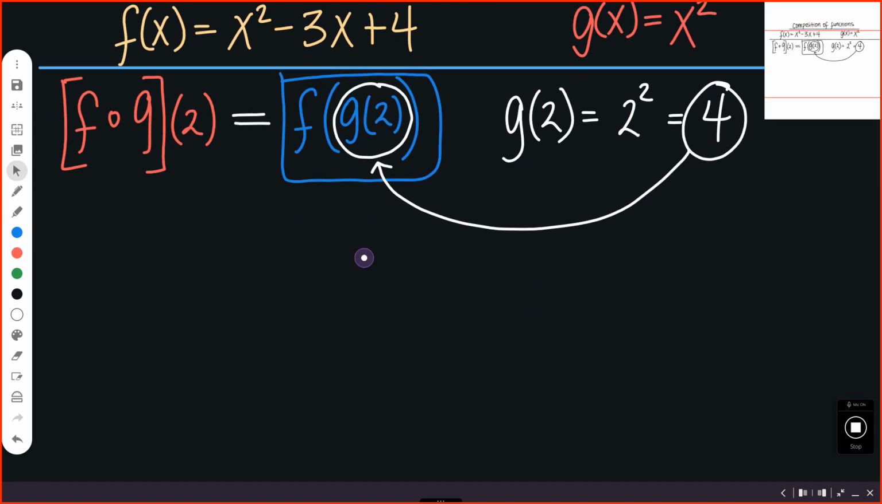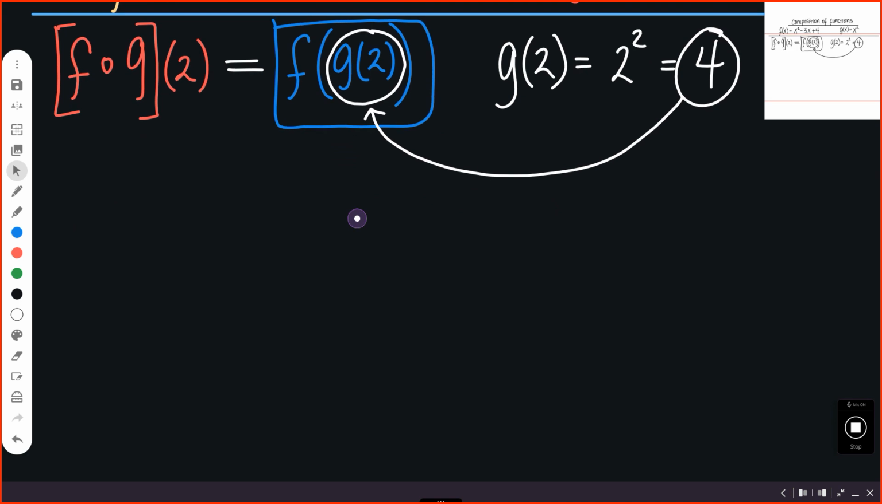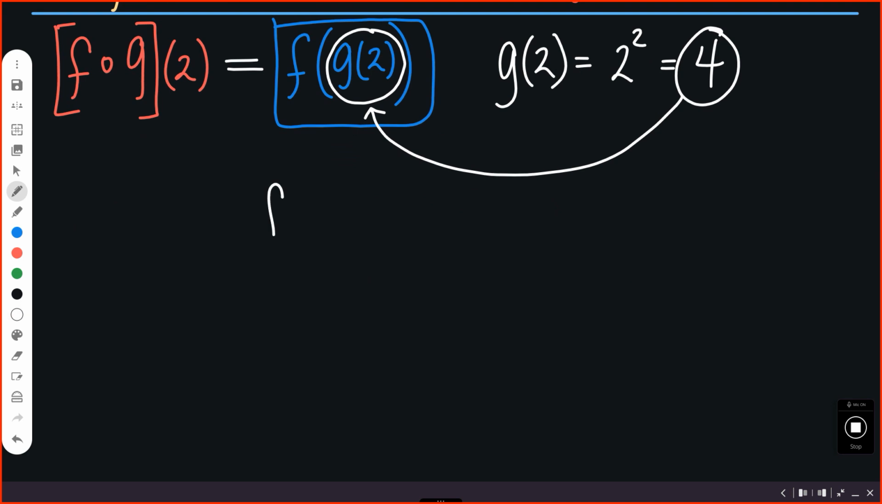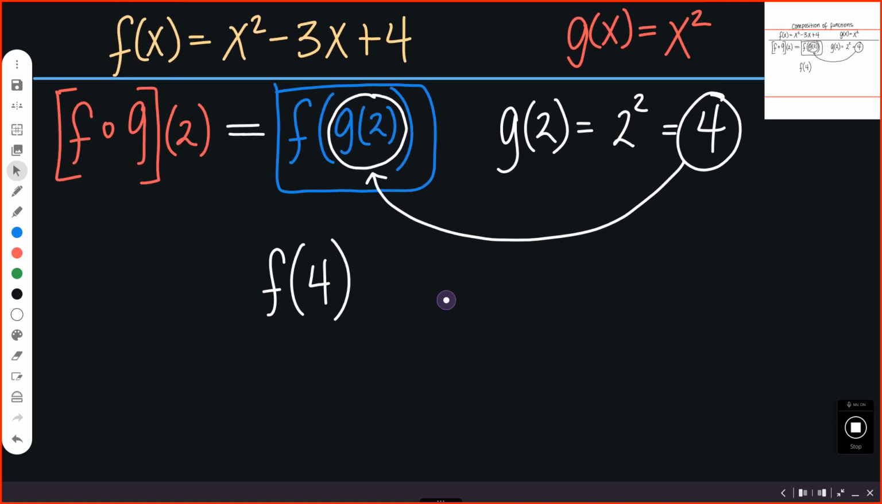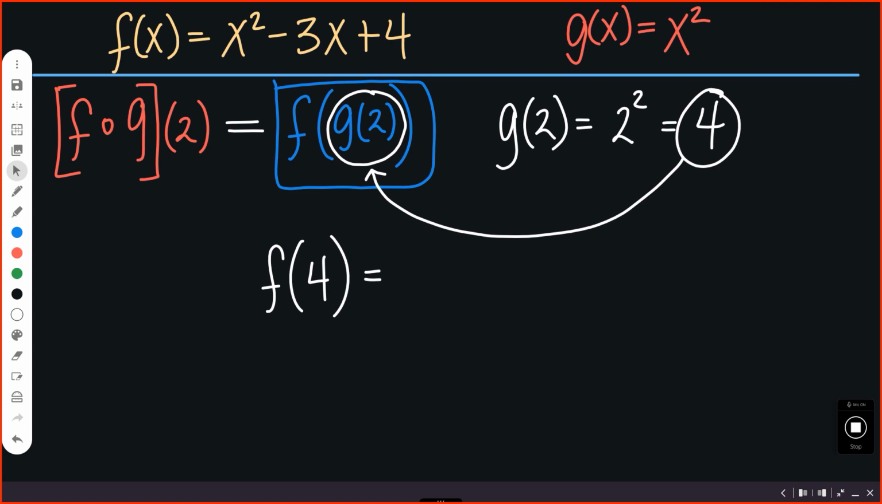So let's do it, and we end up with f of 4. Okay, now I'm going to have to scroll back up and see my function of f. So again, I'm replacing 4 for every x that I see. So if you want, let's put parentheses here every time I see an x. Every time I see an x, let's write a parentheses there, 3 times x, and then plus 4.